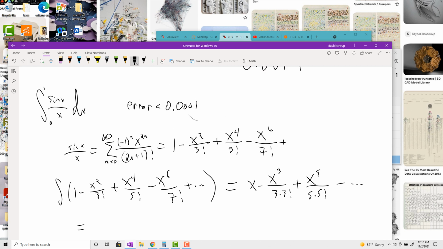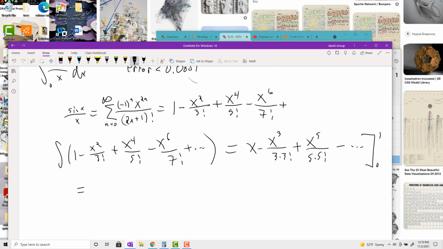We want to evaluate it, of course, from 0 to 1. So plugging 1 in there, we'll have 1 minus 1 over 3 times 3 factorial plus 1 over 5 times 5 factorial minus 1 over, we can suppose, 7 times 7 factorial. And then if you subtract away the thing evaluated at 0, you just get a big fat 0, right?